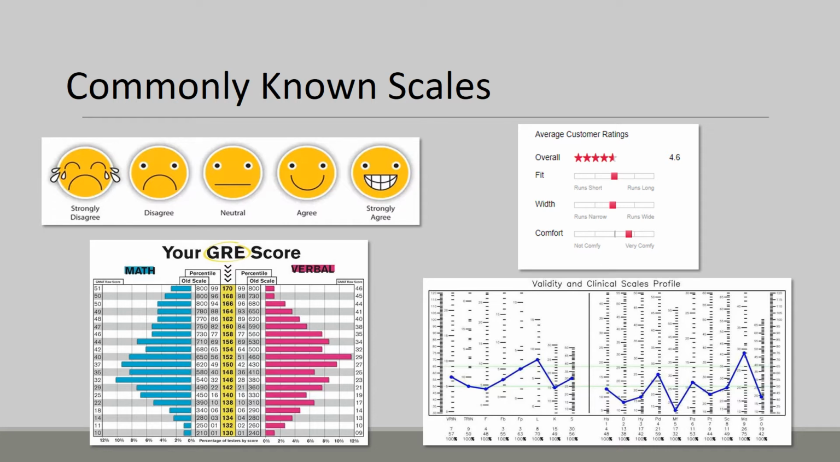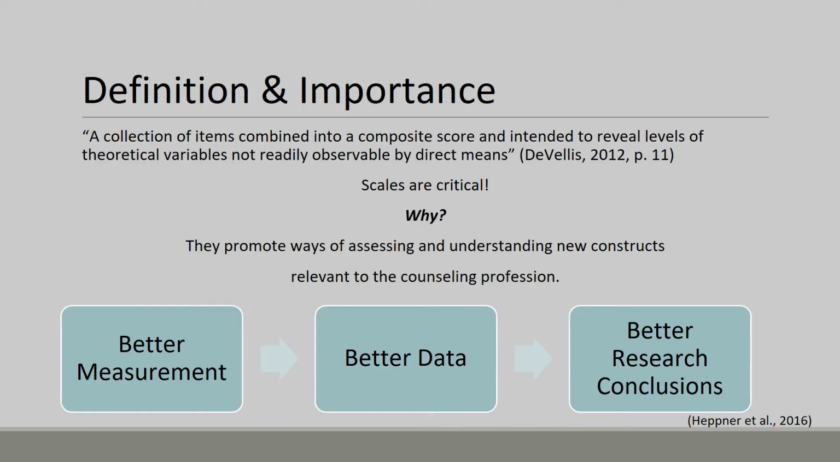You may be already familiar with some of these commonly known scales, such as the smiley face, strongly disagree to strongly agree. We also see scales such as the MMPI that are used in counseling and psychology research, which is the one that's displayed on the bottom right of the screen. So what exactly is a scale? A scale is a collection of items combined into a composite score and intended to reveal levels of theoretical variables, not readily observable by direct means.